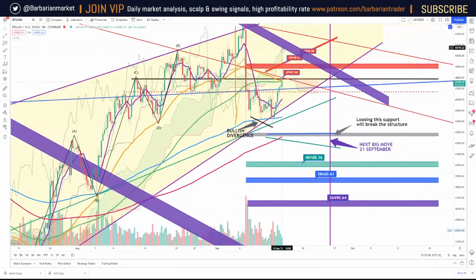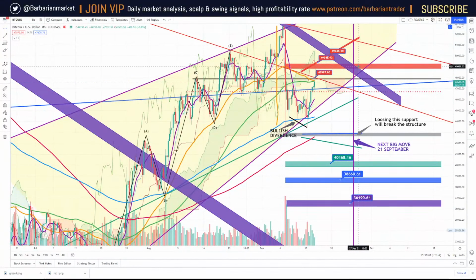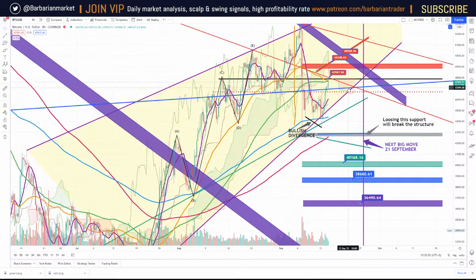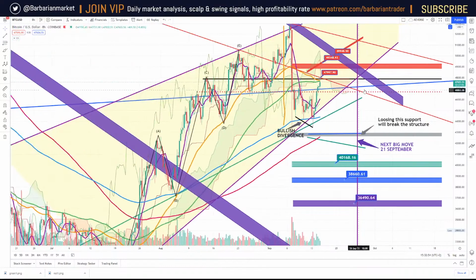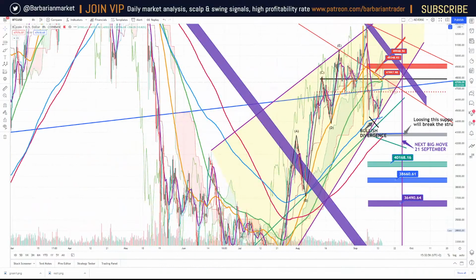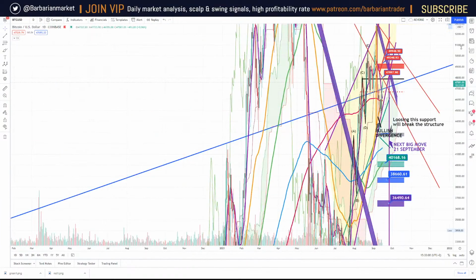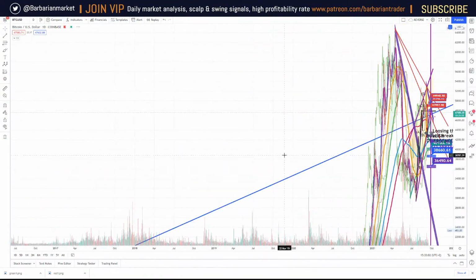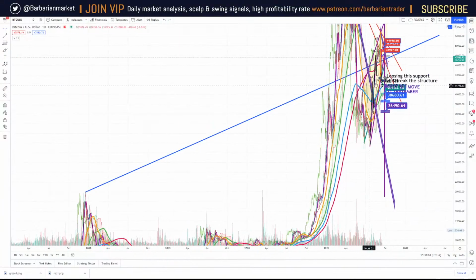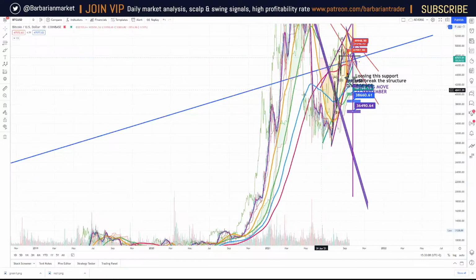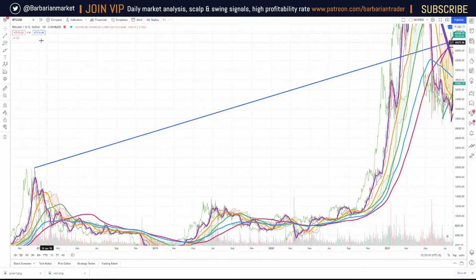Okay, so another very important level, we have this blue line. Let me zoom out. I will change to daily, and this blue line, practically, it's a 4-year support and resistance area. Okay, so practically we had it like that.